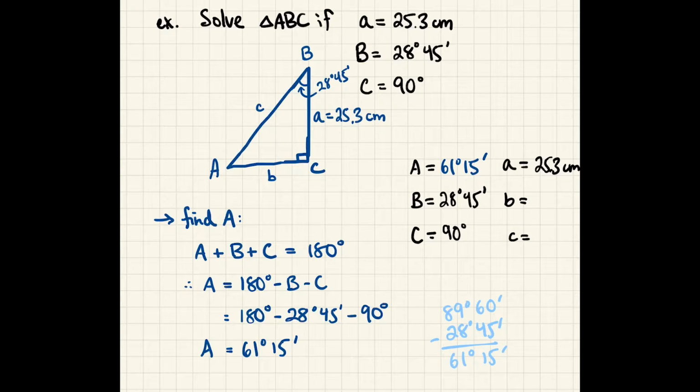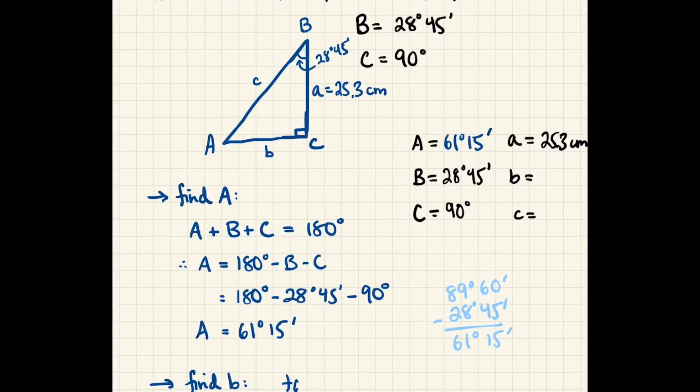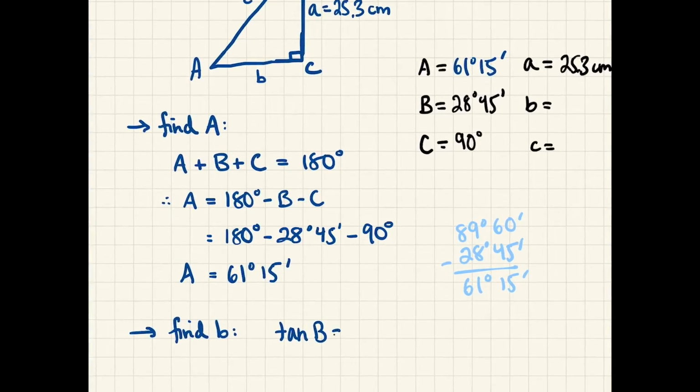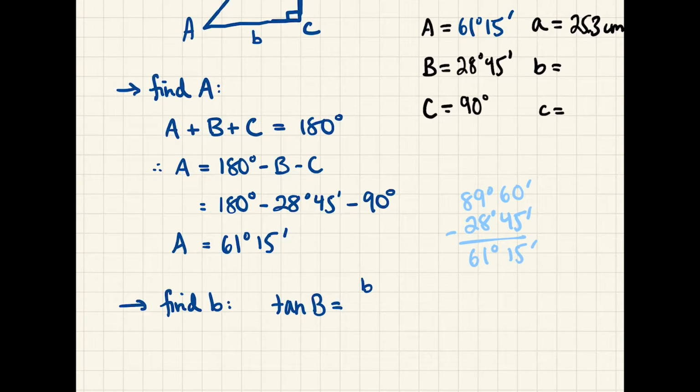So let's start by finding side b. Now what we need to do is relate it to one of the known sides and one of the known angles. Well, you might notice that if we work with angle B, side a is adjacent to that, and side b, which is unknown, is the opposite. So we could say something like this. Tangent of B is little b, opposite of it, divided by little a, which is adjacent to it, since tangent is opposite over adjacent.